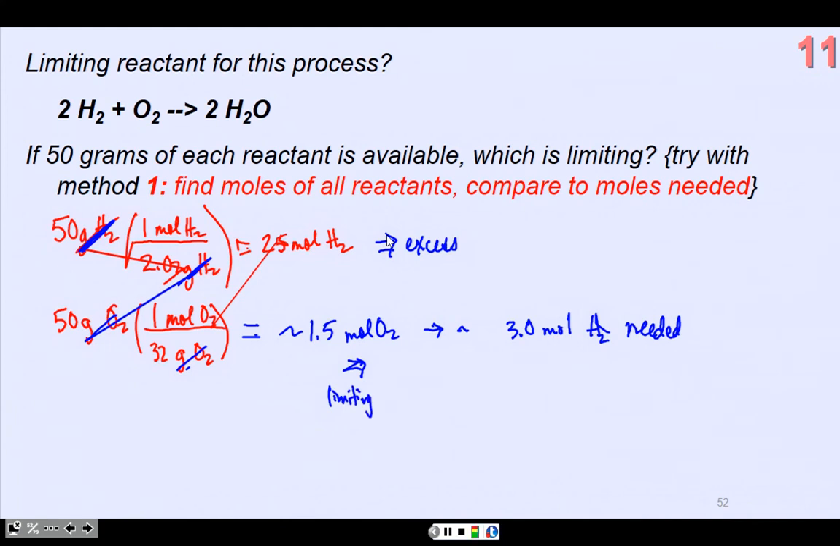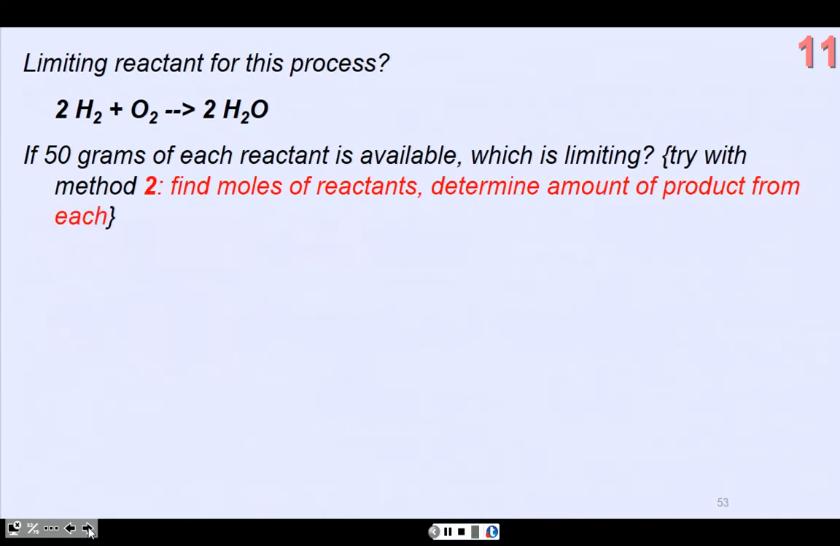Okay, now let's do it with the other method. If I can advance the slide, that would be the next step. All right, so 50 grams of each reactant available, which is limiting? And we're going to do this to find the amount of product from each. So that takes a slightly different approach. So 50 grams of hydrogen, we'll figure out how much water is going to be produced. 50 grams of oxygen, and we'll see how much water is produced. Second one, here we go.